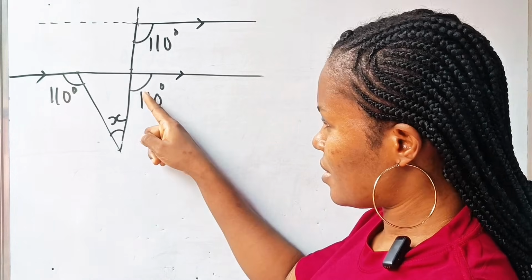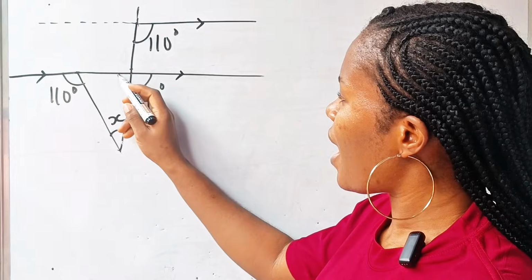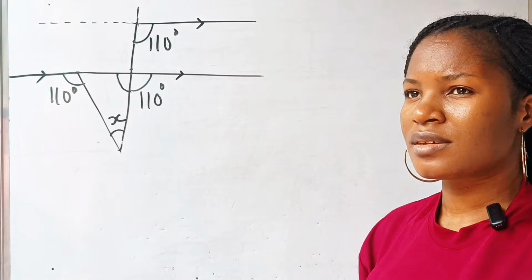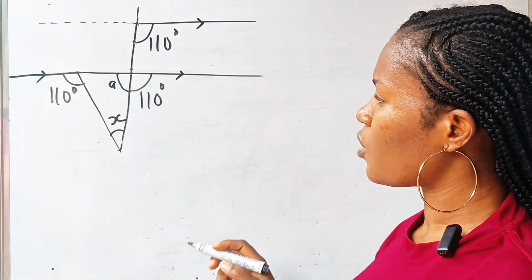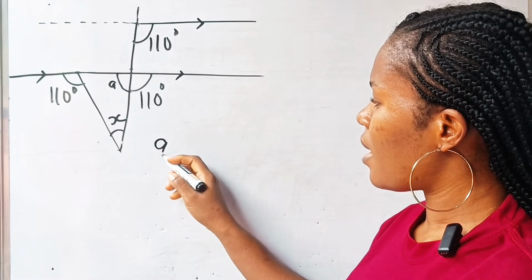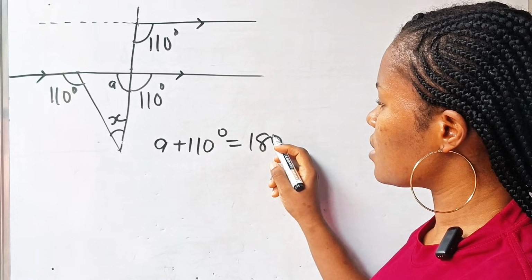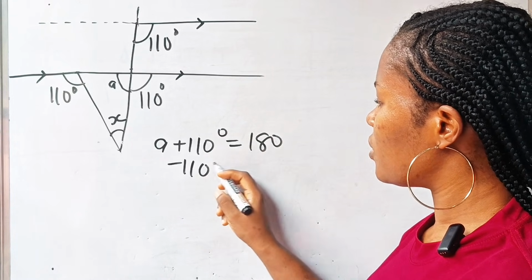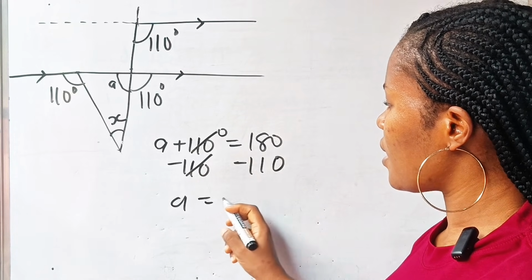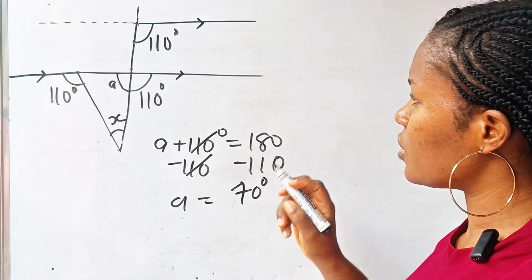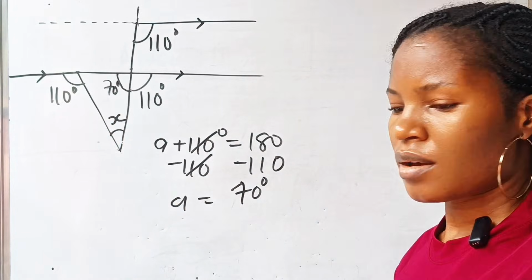Now, if you look at that, you are going to notice something. What will you notice? Remember that angle in a straight line is 180 degrees. So if this is A, then A plus 110 degrees is equal to 180. So if we take away 110 from both sides, we are going to have that A is equal to 70 degrees. So permit me to write 70 degrees here.